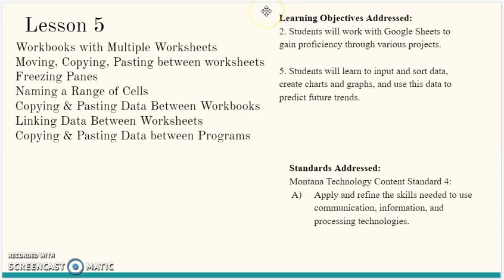These are for objectives 2 and 5 from our syllabus. The same as the other Google Sheets modules, Montana Technology Content Standard 4 is the standard that we're addressing, which is apply and refine skills needed to use communication, information, and processing technologies.